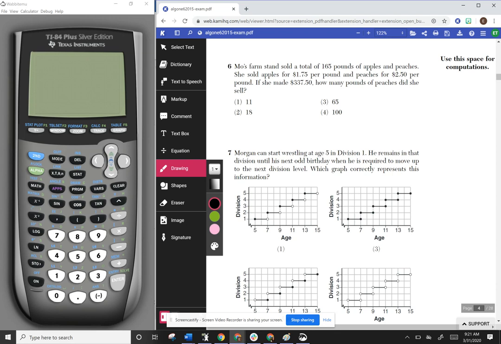Okay, so we know in total, Mo's farm stand sold 165 pounds of apples and peaches, right? But we know in total that's the number of pounds, but we don't know the pounds of apples and we don't know the pounds of peaches. Remember, when we don't know something, we should be defining our variables. So here we should say let A equal the pounds of apples sold, and we can let P equal the pounds of peaches.